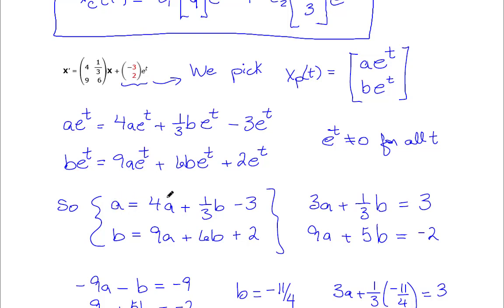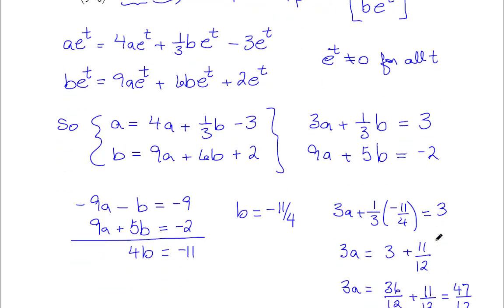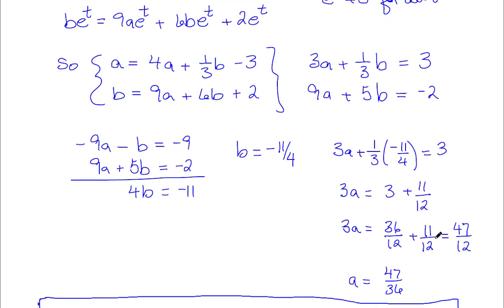All right, so I need to bring the a over. So 4a minus a, I get a 3a. Move the minus 3 to the left. Let's see, 6b minus b is a 5b. Move the minus 2 to the left. All right, so looking at this, I'm thinking I'm going to get rid of the a. Multiply this one by minus 3 all the way across. Add them up, so they're gone. 5 minus 1 is a 4, so I get b is minus 11/4.